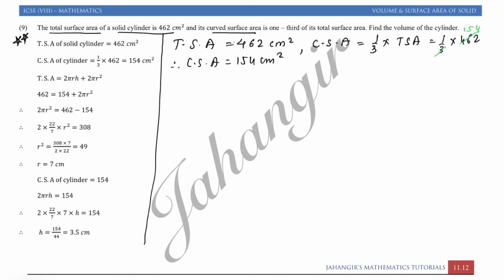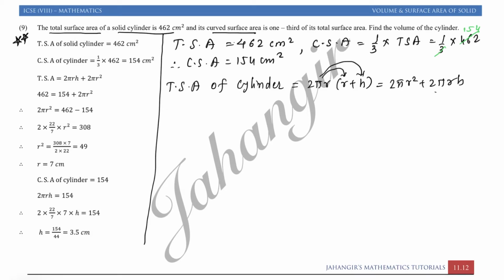Now we want the volume of the cylinder. To find volume we need radius and height. So what I will do, I can write TSA. We know TSA of a cylinder is what? Its formula is 2 pi r into r plus h as a short form, but if you open the bracket you will get 2 pi r square plus 2 pi r h. If you open it out, this is the curved surface area, and this is the area of the base, and the top area of the circle.